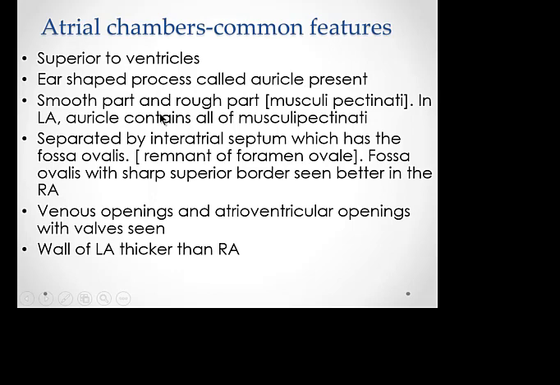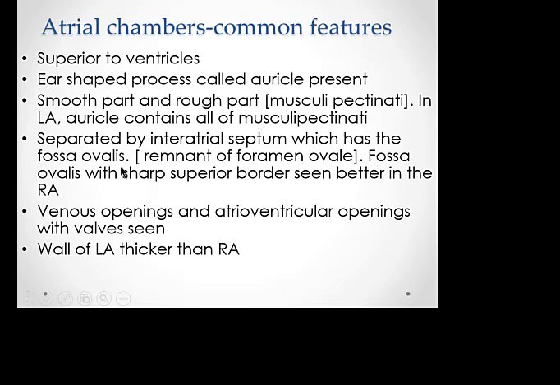Then you will notice that in the atria, and when you go to the lab too, you will see that atria have a smooth part, where the wall of the atrium is smooth, and they have a rough part. The rough part of the atria is called musculi pectinati, or also known as pectinate muscles, because when you look at these muscles, they look like the teeth of a comb. Pectinate is like the teeth of a comb or serrated. In the left auricle, most of the auricle is the part which contains the musculi pectinati. The rest of the atrium is pretty smooth.